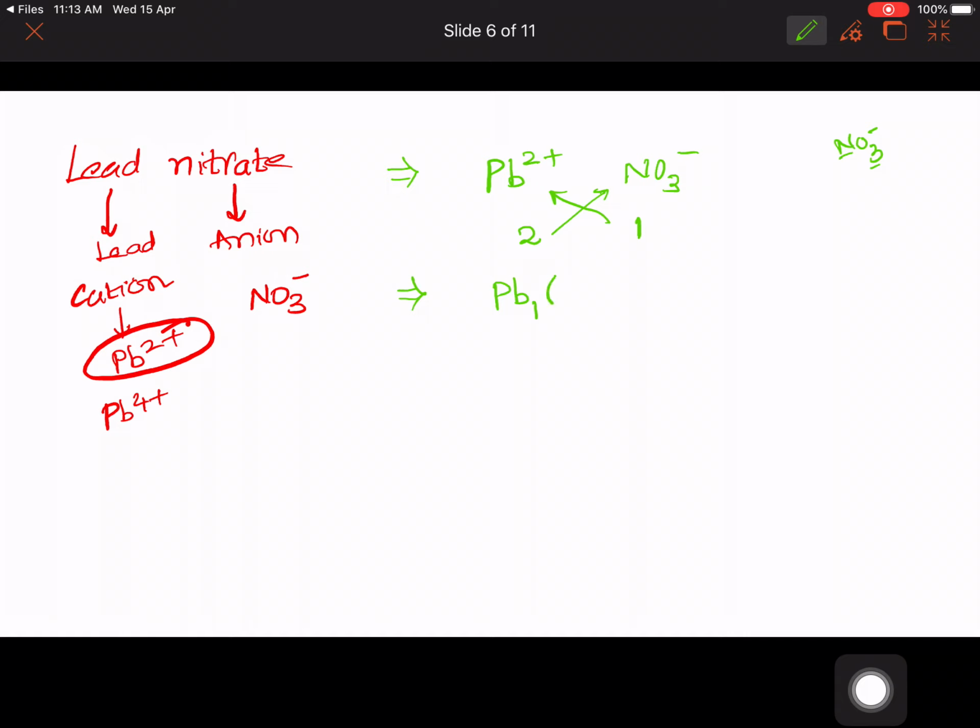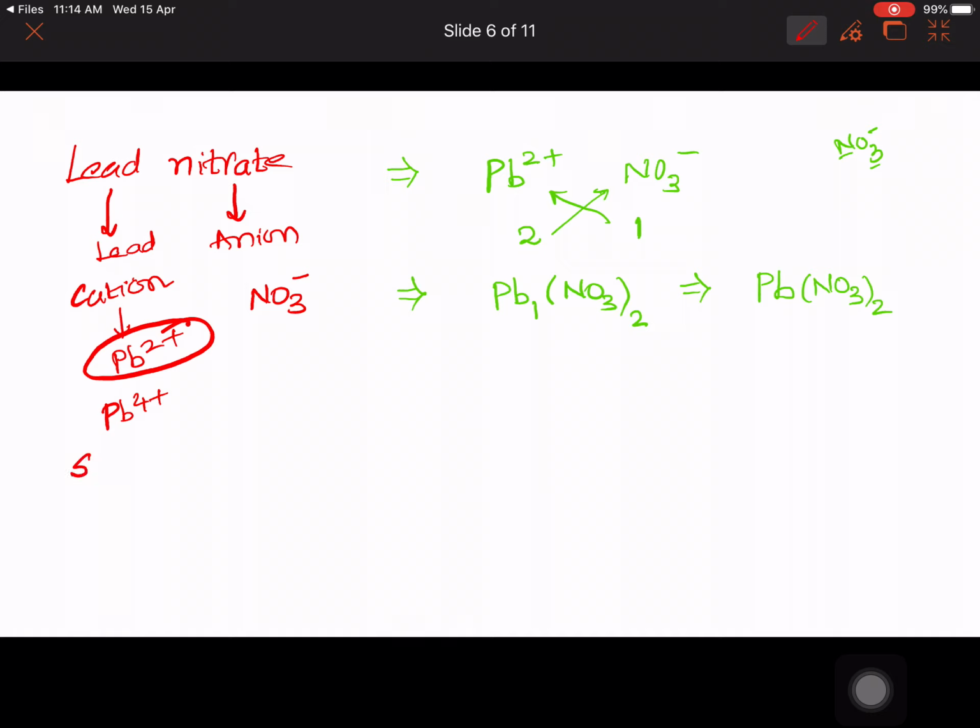So NO3, how many times do you have to multiply? 2. That implies the formula of lead nitrate is Pb(NO3)2, that is, NO3 taken 2 times. Let's move on to the other example.